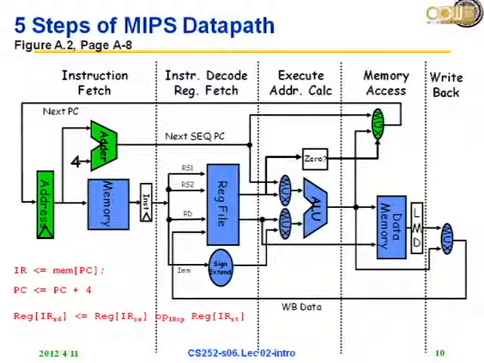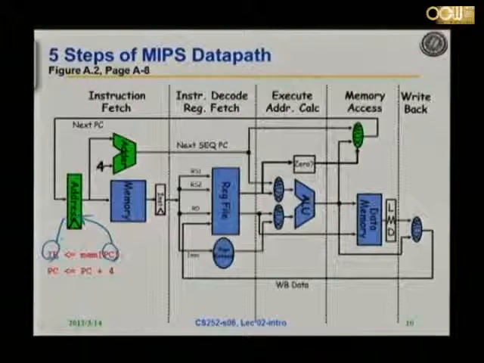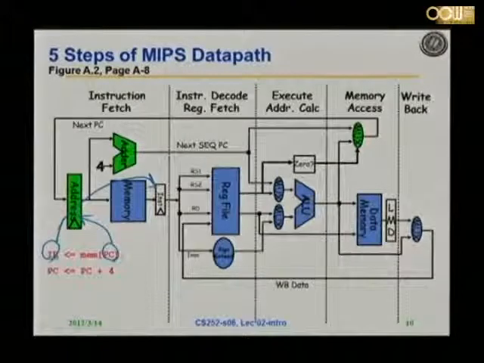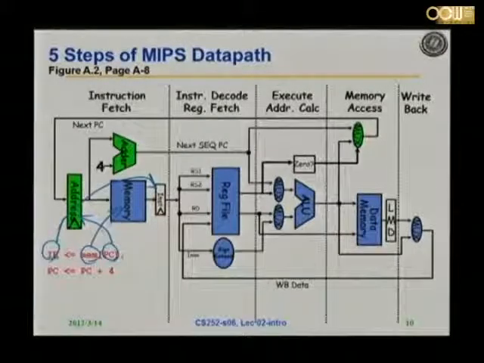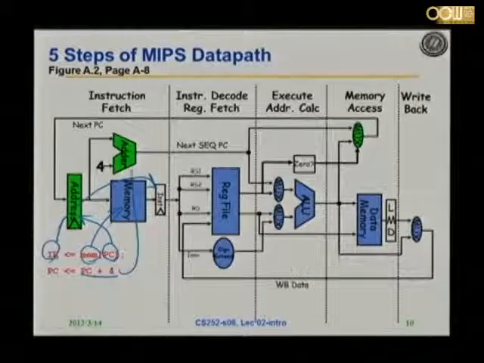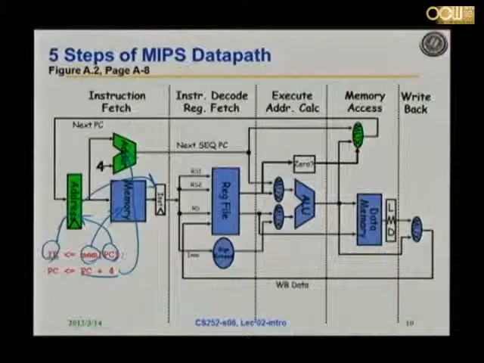Let's see. Where's PC? Tell me where the PC is. I'm sorry, PC is here. And the instruction register is here, and the memory is here. And the PC gets incremented by 4 here. So all these are in the data path.